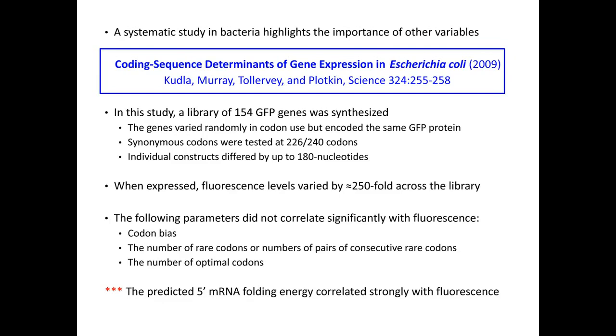When they expressed these constructs, what they found is that fluorescence level varied by 250-fold across the library. And what was very interesting was that codon bias didn't seem to correlate with the fluorescence. The codon bias and the expression didn't seem to be related, nor did the number of rare codons, the number of pairs of consecutive rare codons, or the number of optimal codons. What accounted for most of their data was the predicted structure in the first one-third of the message, the folding energy. That correlated very strongly with fluorescence. I think it accounted for more than 10 times as much of the data as any of the other variables, so that when you had more structure around the initiation codon, you had less expression and less fluorescence.